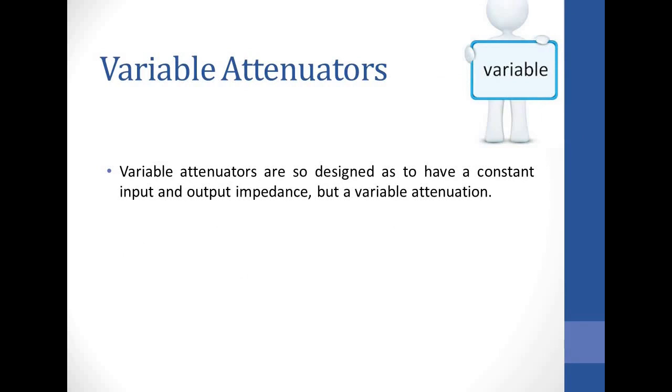So here we're just saying what a variable attenuator is. Variable attenuators are designed to have a constant input and output impedance but variable attenuation. Basically, a bridged T-type attenuator is a variable attenuator whereby whenever you vary your attenuation, you only vary the attenuation, but you do not change your input and output impedances.